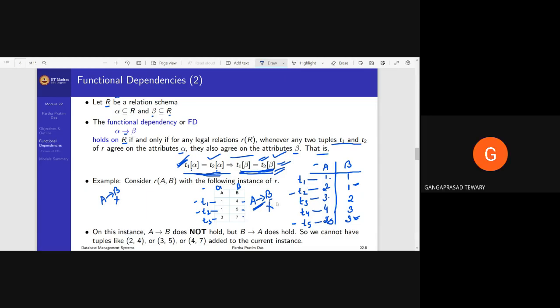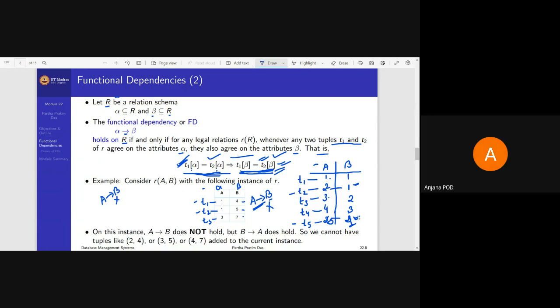And if some matching values come, like T2 is 2 and T5 is also 2, and on the right hand side the B value of T2 is 1 and the B value of T5 is 1, then these are matching. Now we can say that A determines B, because the corresponding values for T2 and T5 are matching.